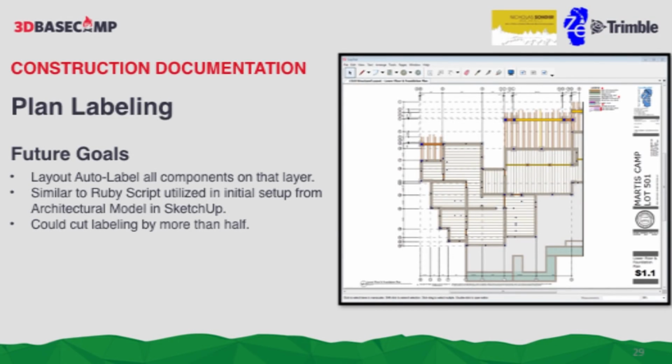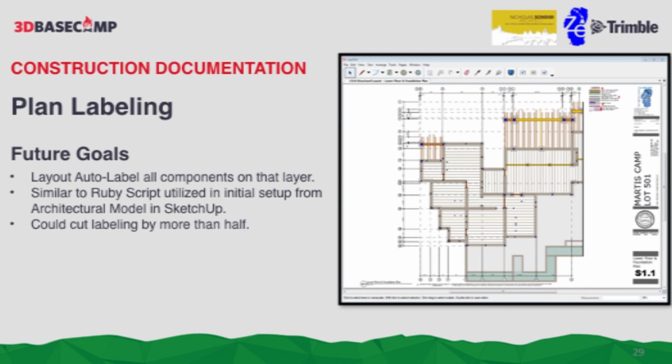Future goals. We can isolate just the beam layer. And with Ruby script coming into layout, we know at some point in the future, not soon enough, we want to write our own Ruby script to just window over all the beams and have them label exactly how we want them.